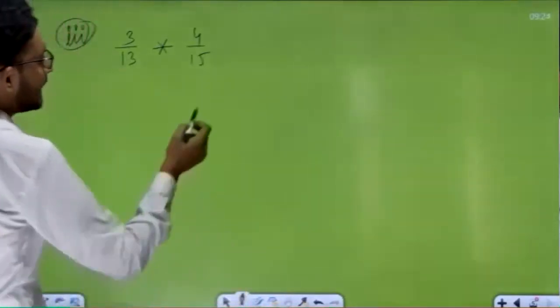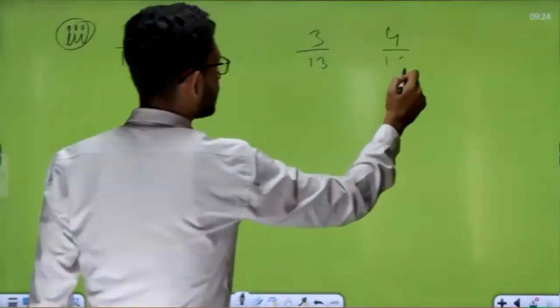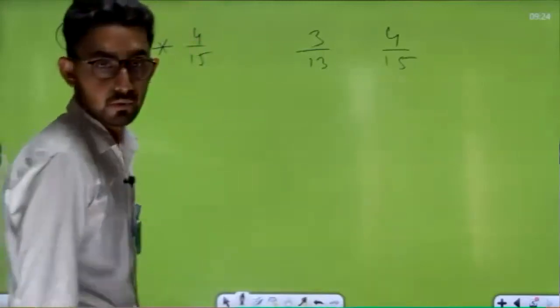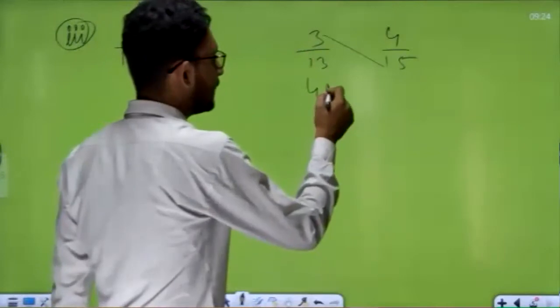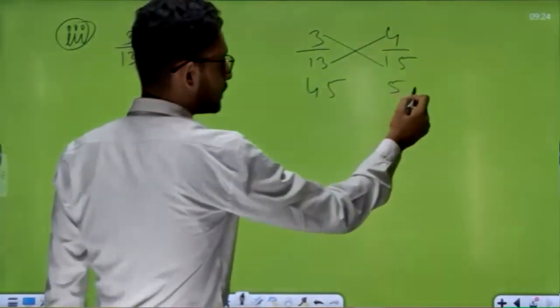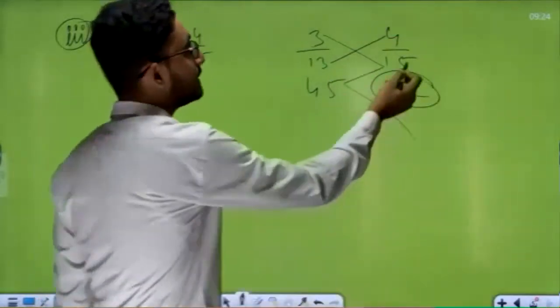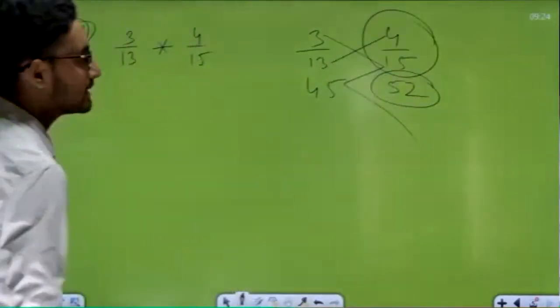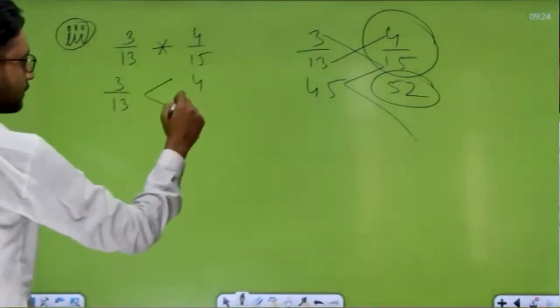So we can say 3 upon 13 and 4 upon 15. Now we can say 3 multiply 15, how many? 45. And 13 multiply 4, how many? 52. So what is greater? 52 is greater. That means this is greater. है ना? So we can say 3 upon 13 is greater than 4 upon 15.